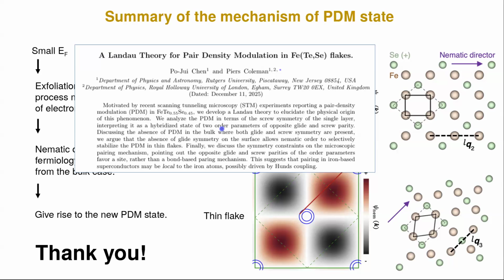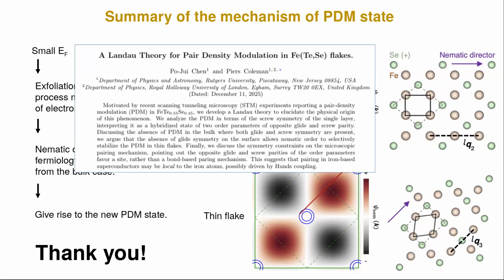Well, I think the main thing here is the exfoliation process, which changes the electronic structure of the system slightly. I could imagine that other iron-based superconductors would exhibit the same nematic transition.